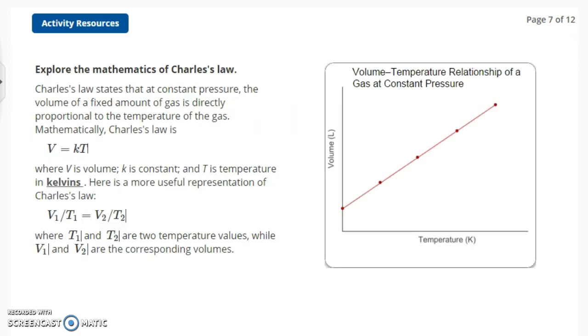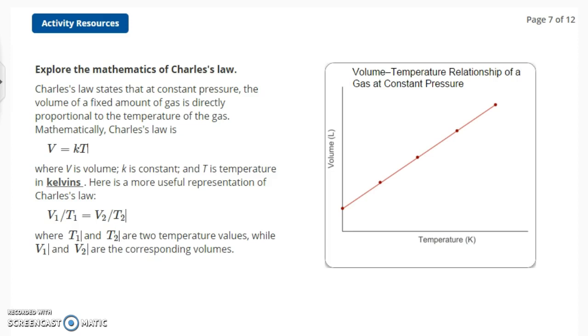So let's look at this one mathematically. And again, we have our graph. As the temperature increases, so does the volume. And so what do we call that? Inverse or proportional? Proportional. Charles' law states that at a constant pressure, the volume of a fixed amount of gas is directly proportional to the temperature of the gas.